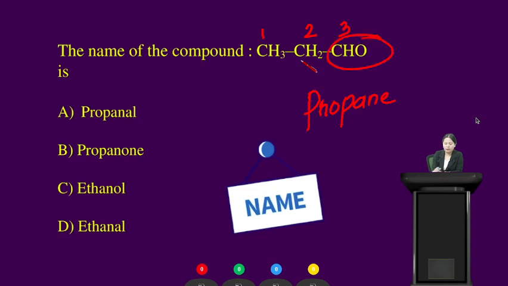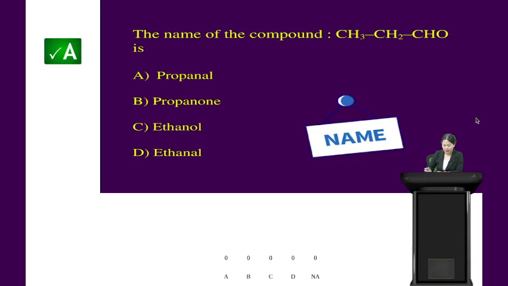But we have another functional group, CHO. CHO is an aldehyde group. Now when an aldehyde group is present, the suffix al is used, so we will replace e by al. So the name of this compound is propanal. So which option is propanal? Option A, propanal, is the correct answer. Okay, very good, students.